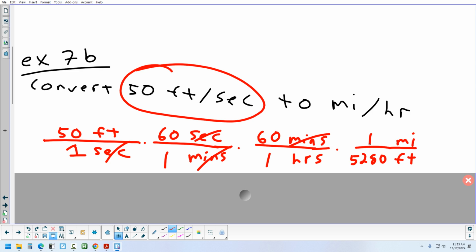And you don't really have to go to yards in that case. If you knew how many yards were in a mile and how many feet were in a yard, then okay, you could. And now look at the unit you're left with. Miles in the top, hours in the bottom. So that's going to be a speed in miles per hour.